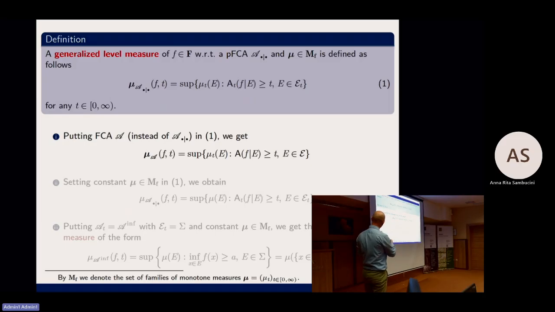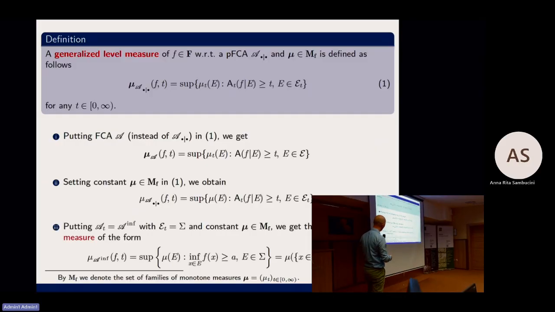This slide just refers to a generalized level measure, which is nothing but parameterizing each ingredient. And if we put the standard non-parametric version, then we get back to the level-dependent level measure. If we set constant mu here, then we get something like that. And the standard level measure is possible to obtain using infimum and the non-parametric version. So we have a pretty general object.